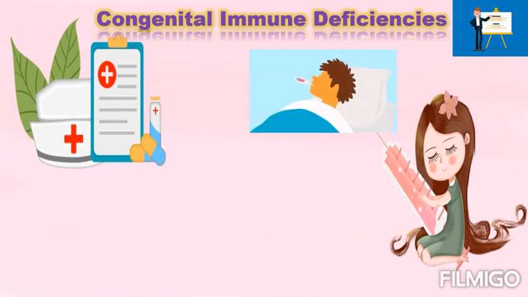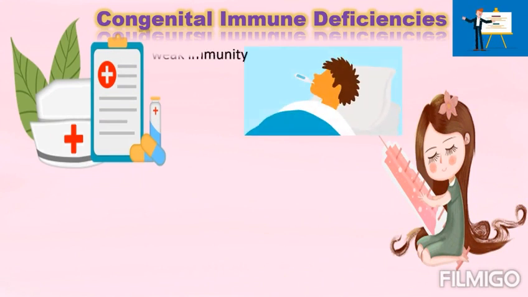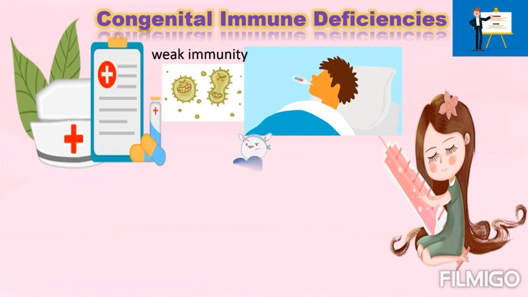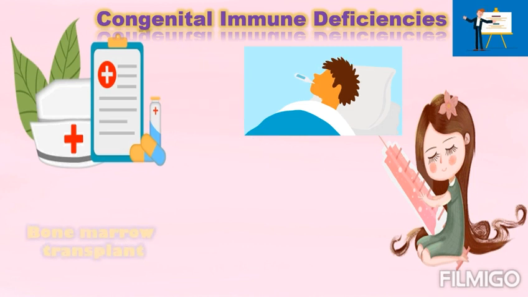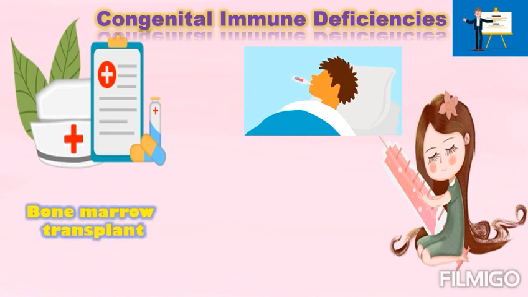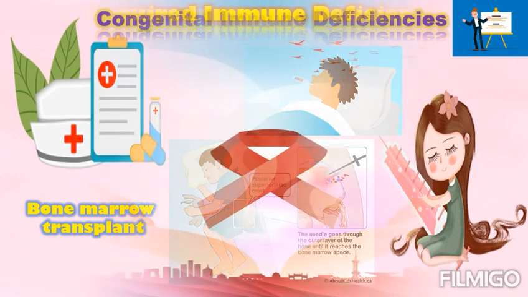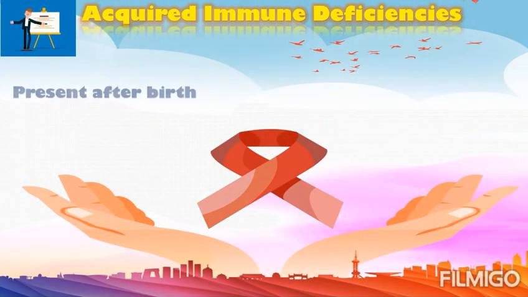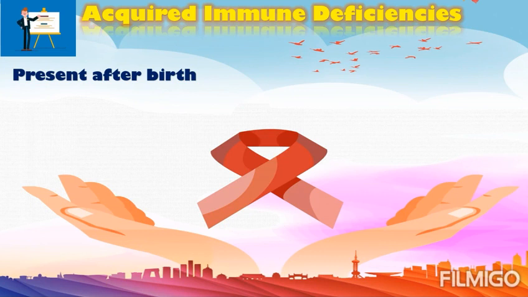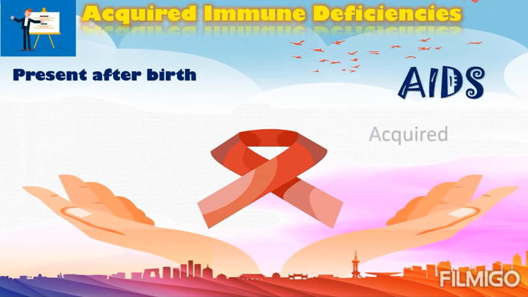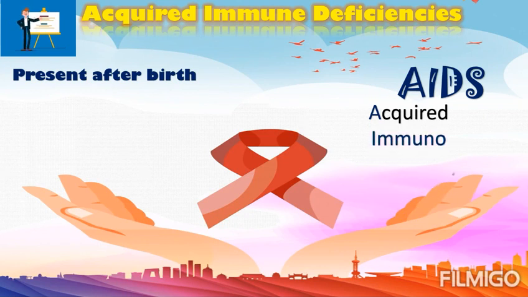Individuals with congenital immune deficiencies have weak immunity against viruses or bacteria, or they may even develop cancer. The best treatment for them is a bone marrow transplant. They must wait for a bone marrow transplant to replace their defective bone marrow. Acquired immune deficiencies are present after birth, and the best known example is AIDS, which stands for Acquired Immunodeficiency Syndrome.